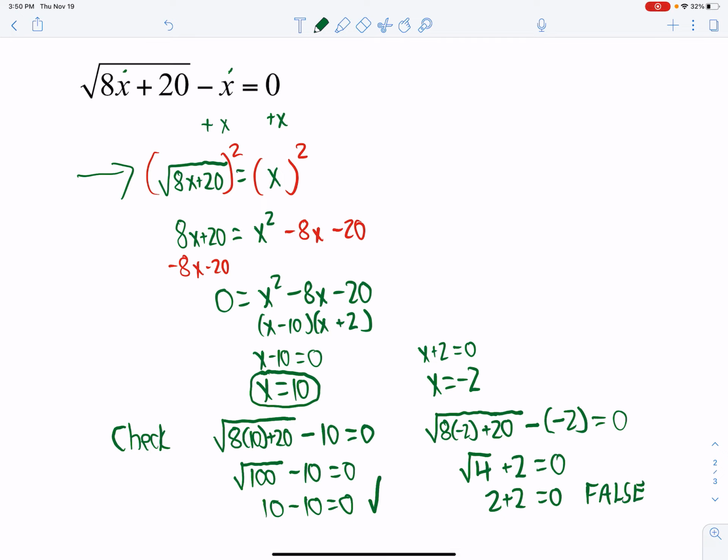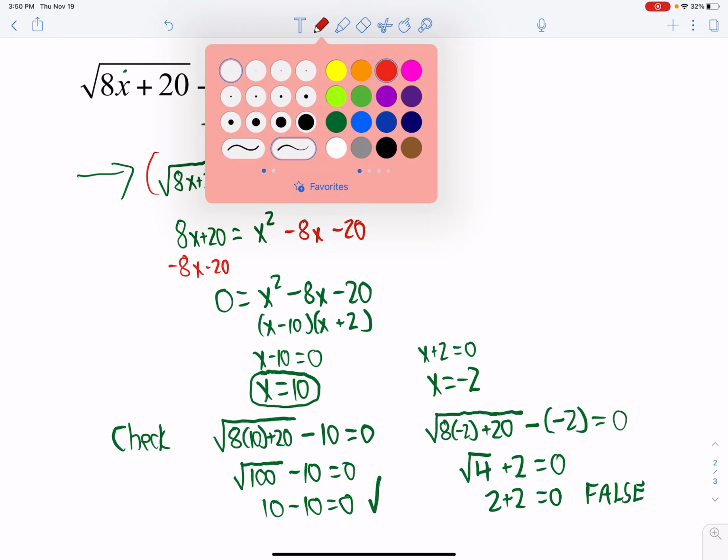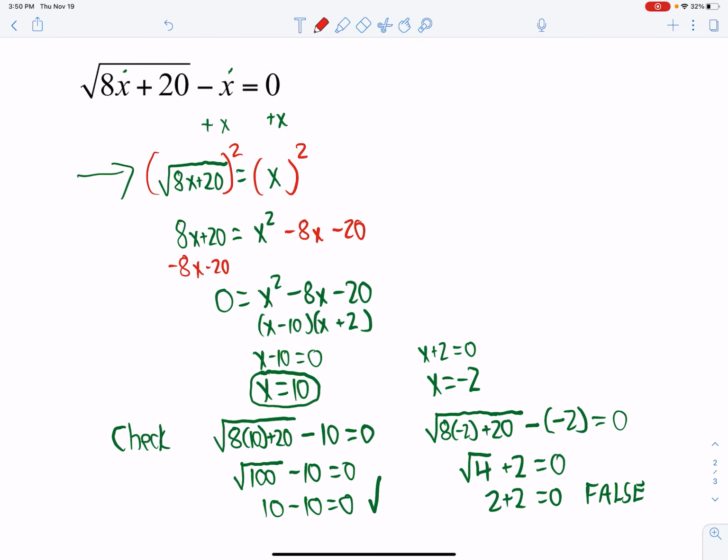So x equals negative 2 was an answer to the algebra steps, but when we check it in the original equation, that's one of those false solutions I was talking about. So it's a good habit on problems like this: circle something that you've checked and is a solution, and cross something out that you checked that turned out to not actually be a solution to the equation.